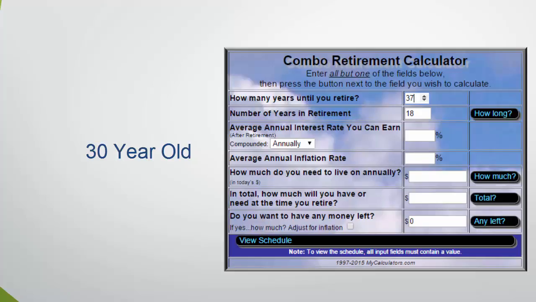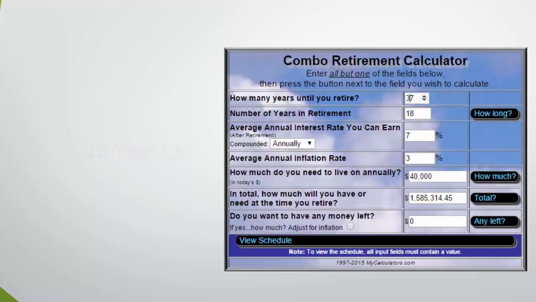And let's say the average annual interest rate they can earn is 7%, and average annual inflation rate, we'll keep it at 3% for right now. And they want to live on $40,000 annually in today's dollars, which, as you know, that number will rise with inflation. But in today's dollars, they want to live on $40,000, and they'll leave $0 left when they're 85. So solving for that means that a 30-year-old in 37 years needs to accumulate $1.585 million, $1,585,000. And so that's a 30-year-old.